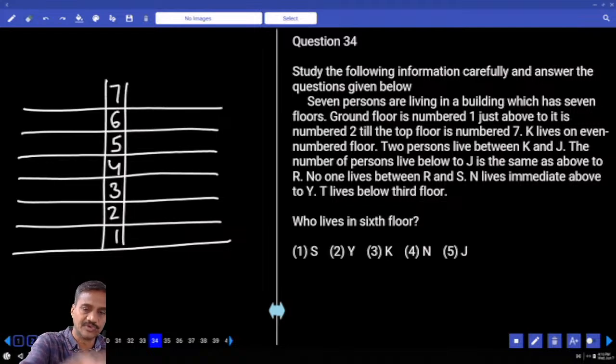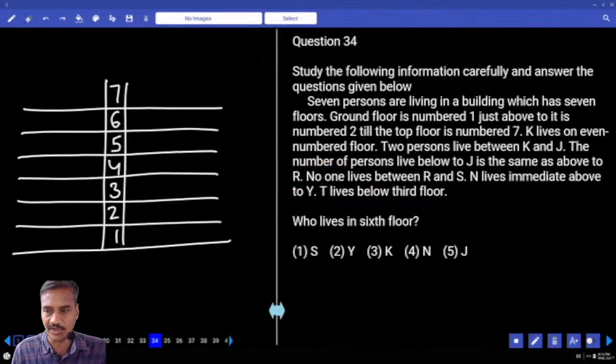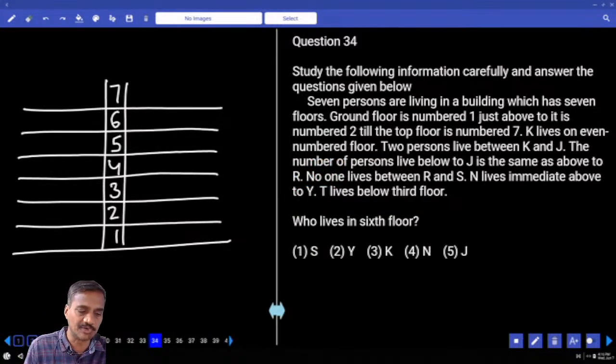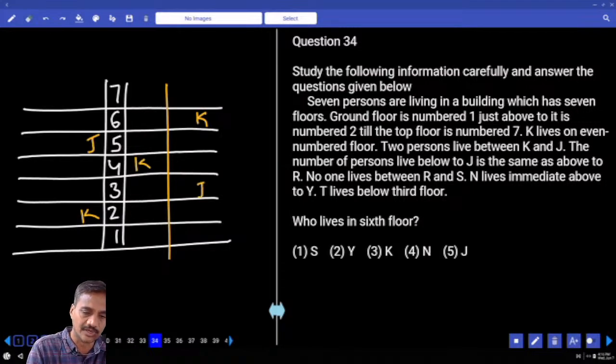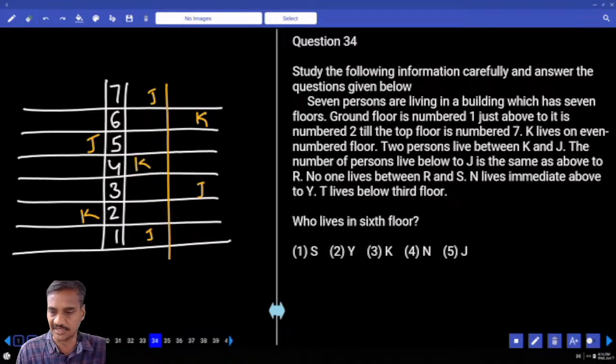Coming to condition number 1, ground floor, K lives on an even number floor. That means how many possibilities are there for this K? K can be either on the 2nd floor, 4th floor or 6th floor. So how many possibilities? 3 possibilities. Then 2 persons live in between K and J. J is here. Now in this case J is here. Now in this case J can be either here or here. 2 possibilities in the second case.